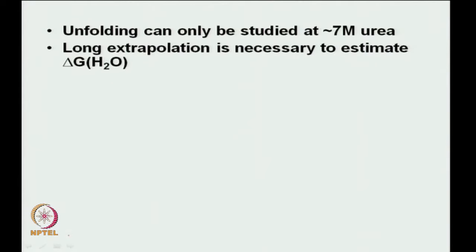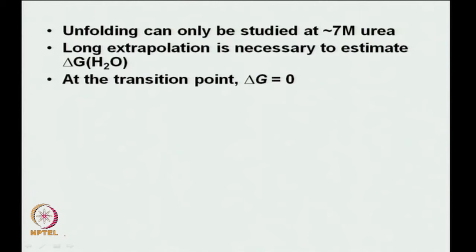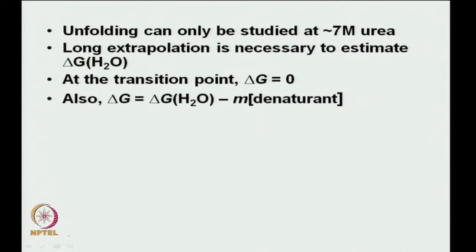Next, long extrapolation is necessary to estimate delta G H2O, and that we just saw, because over that region we do not have any points at all, we just cannot have any points. At the transition point, delta G is equal to 0, because you have equal amounts of denatured and native state. Also, delta G is equal to delta G H2O minus m times the concentration of denaturant. This is the hypothesis we have started with. So, what will happen at the transition midpoint? At the transition midpoint, this delta G would be equal to 0. Okay.